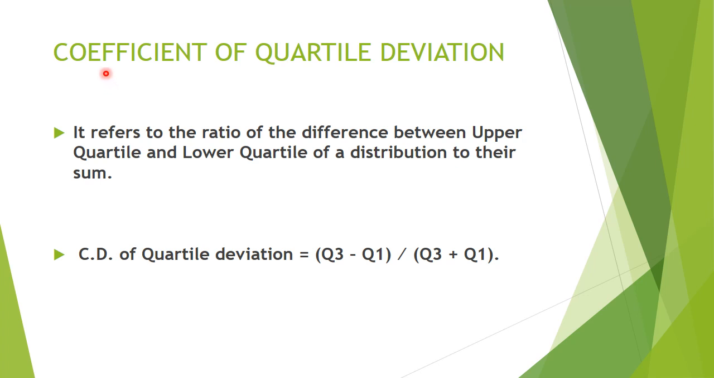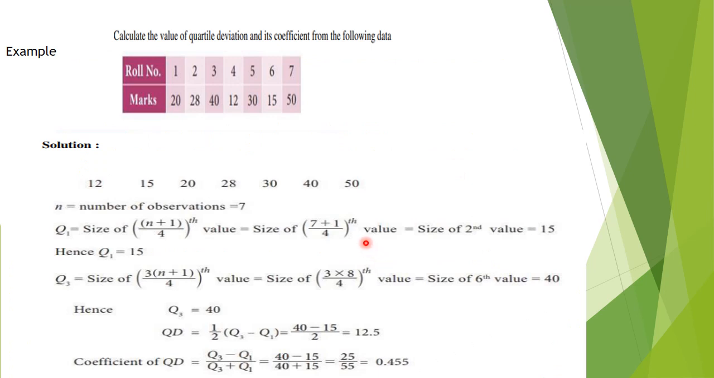Next is coefficient of quartile deviation. It refers to the ratio of the difference between upper quartile and lower quartile of a distribution to their sum. The formula of coefficient of quartile deviation is Q3 minus Q1 upon Q3 plus Q1, where Q3 is the upper quartile and Q1 is the lower quartile.